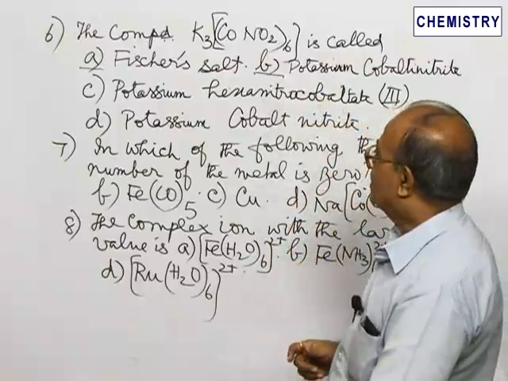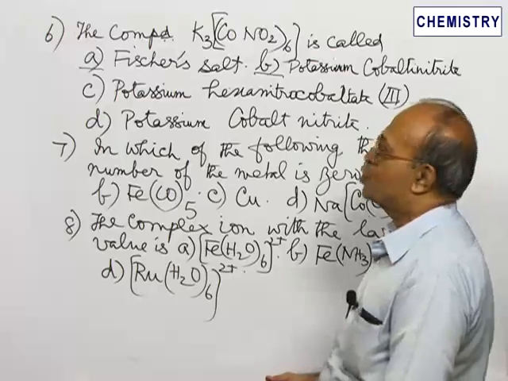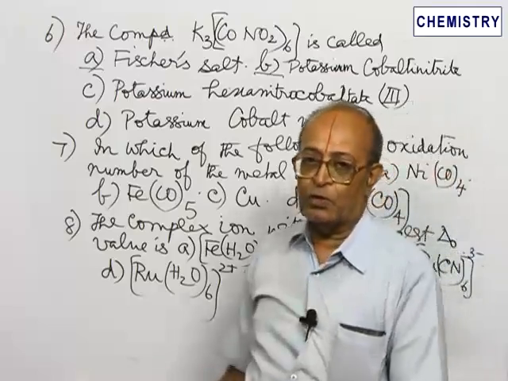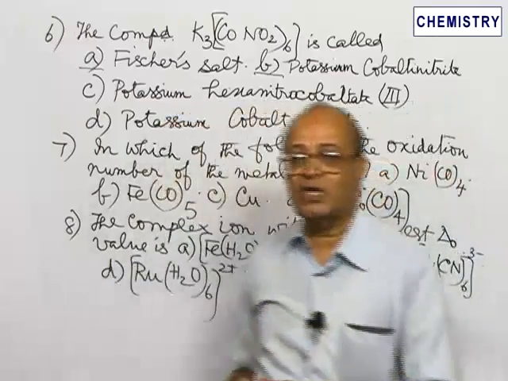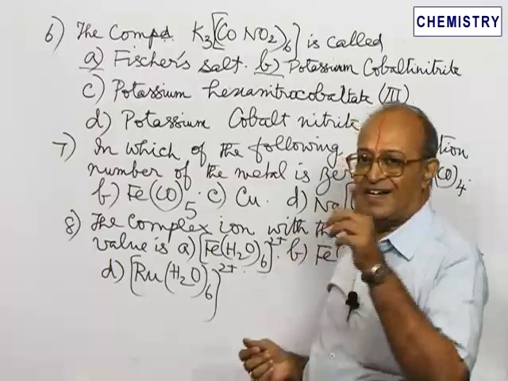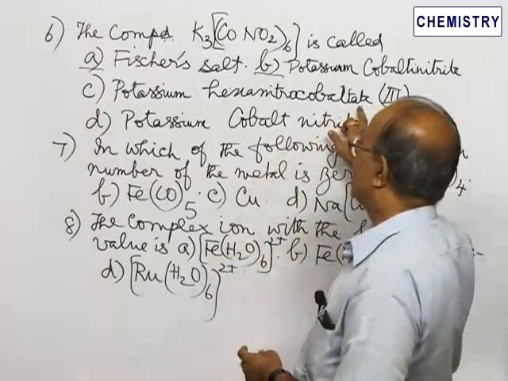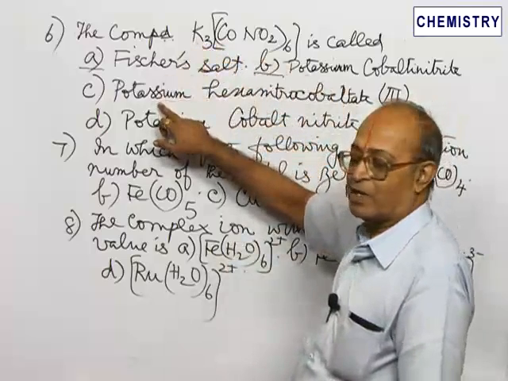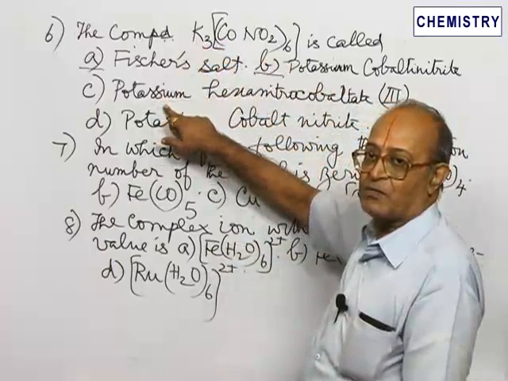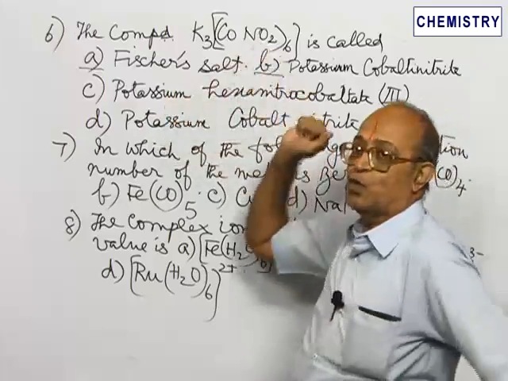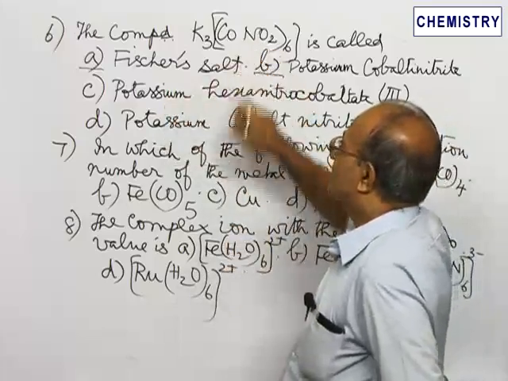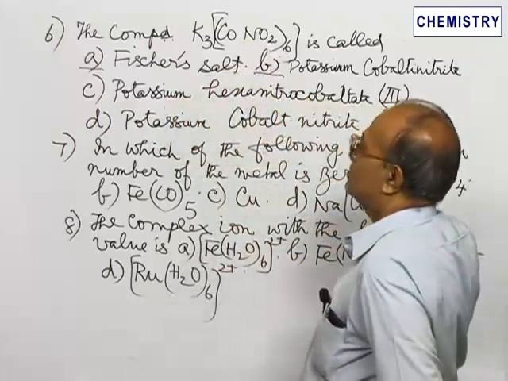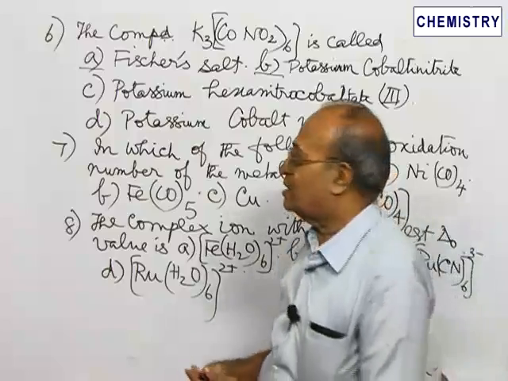C. Potassium hexanitrocobaltate(III). Just now I have told you, if the anion is a complex one, then the ending for that metal should be -ate. So first we have named the cation, potassium, NO2 nitro and 6 nitro ligands. So hexanitrocobaltate(III), this is also correct.